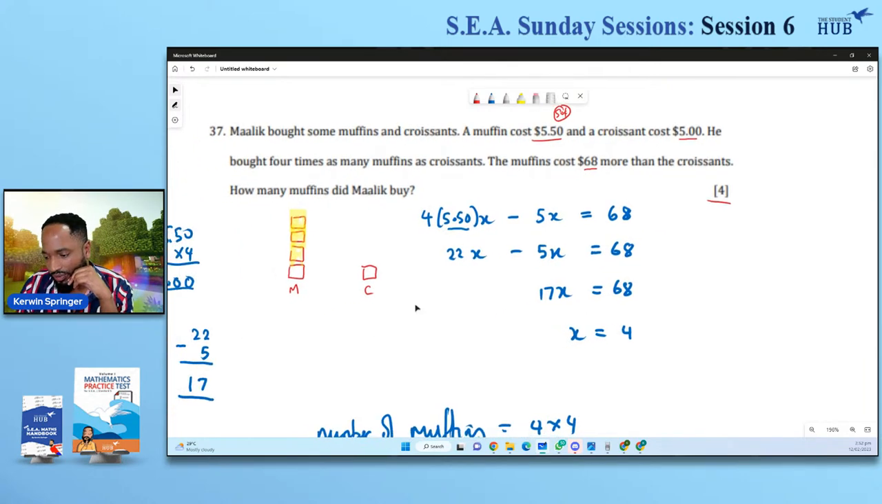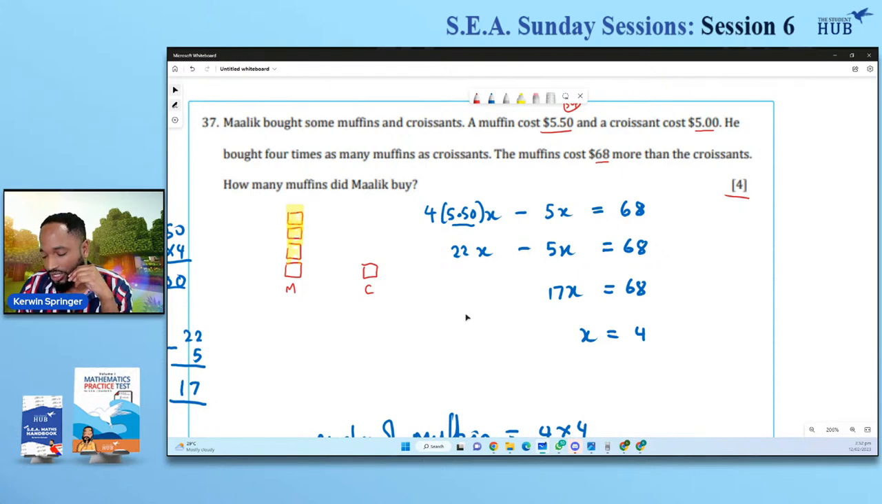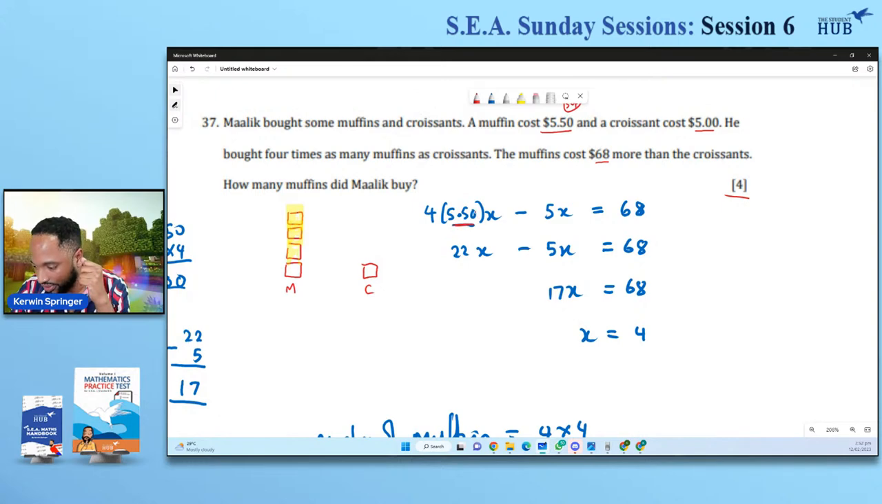So let me just, for those of y'all who want to, recap the algebraic method here that I used. Well, the muffins cost $5.50 and the croissants cost $5. And I had a certain number of croissants and I had four times the number of muffins. So that's the equation I set up. And when I subtract them, I get 68. So subtracting them, I get 17. 17 times the number of items is equal to 68, and 68 divided by 17 is 4.